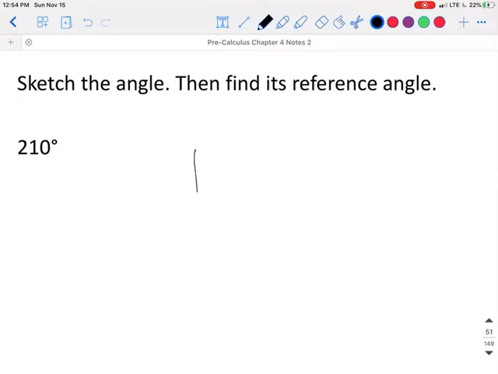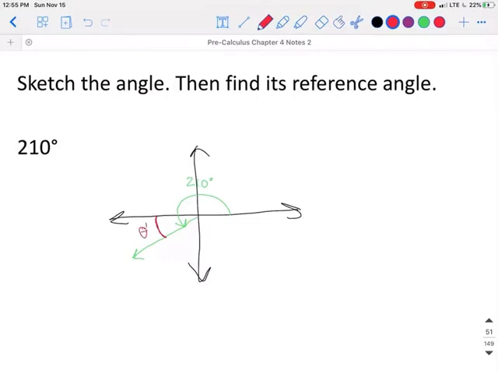So if we sketch the angle of 210 degrees, remember we're measuring this counterclockwise. So this is 210 degrees. Your reference angle is going to be from your terminal side back to your closest x-axis. Now we know that this is 180 degrees, so 210 is 30 degrees past that. So our reference angle in this case would be 30 degrees.